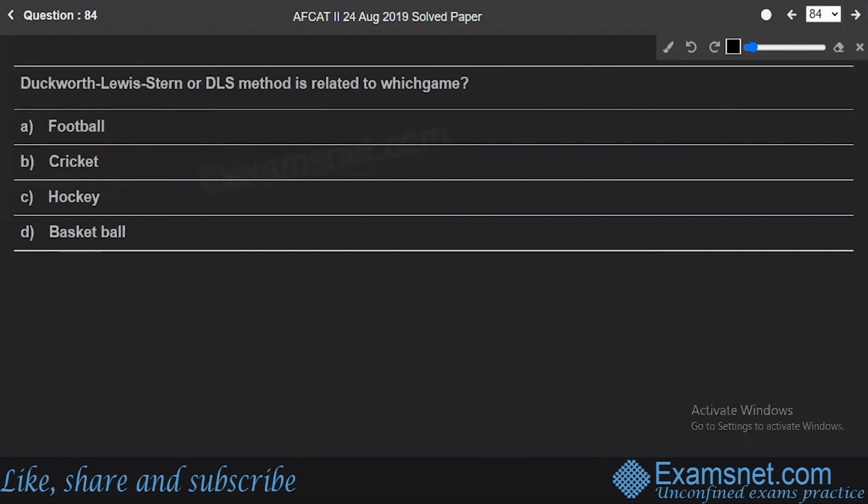Question number 84. Duckworth-Lewis-Stern or DLS method is related to which game? Football, cricket, hockey, or basketball? So you should be clear with what this system is all about, the DLS method. It's a mathematical system.